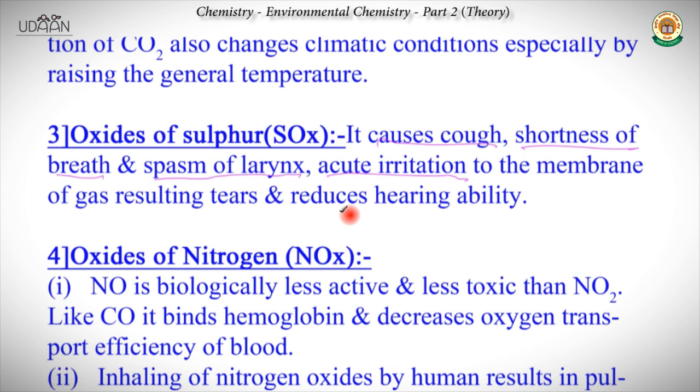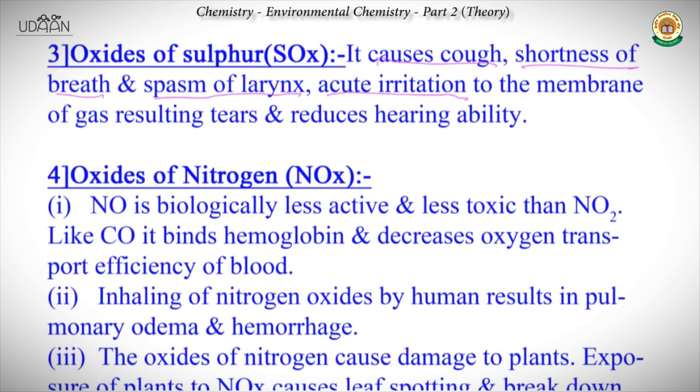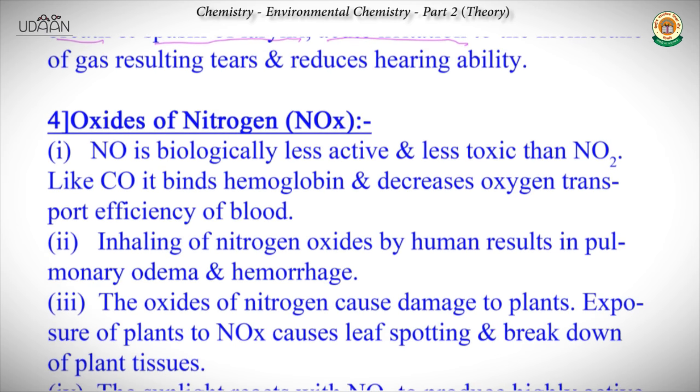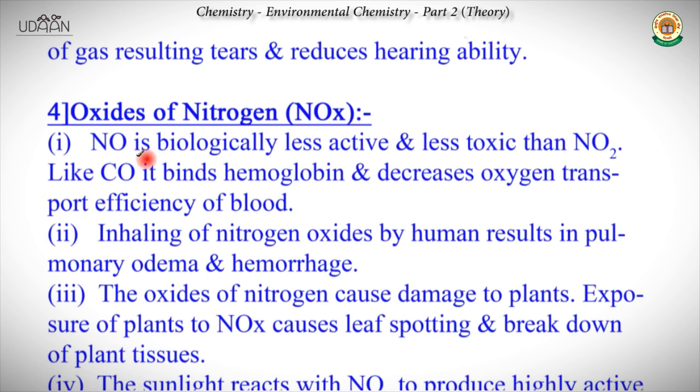So basically, each of the oxides present as particulate matter in air has some negative effect on the normal functioning of the human body. Now, oxides of nitrogen. NO is biologically less active because NO is the most stable oxide of nitrogen. This is the reason for this. NO is less toxic than NO2. Like CO, NO binds to hemoglobin and the oxygen transfer efficiency of blood decreases.